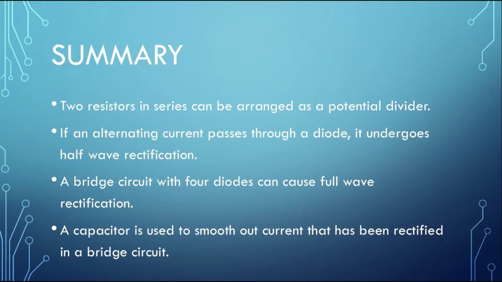So, what are your takeaways from this session? Well, there are 4 things to remember. Number 1, 2 resistors in series can be arranged as a potential divider. Number 2, if an alternating current passes through a diode, it undergoes half-wave rectification. Number 3, a bridge circuit with 4 diodes can cause full-wave rectification. And number 4, a capacitor is used to smooth out a current that has been rectified in a bridge circuit.